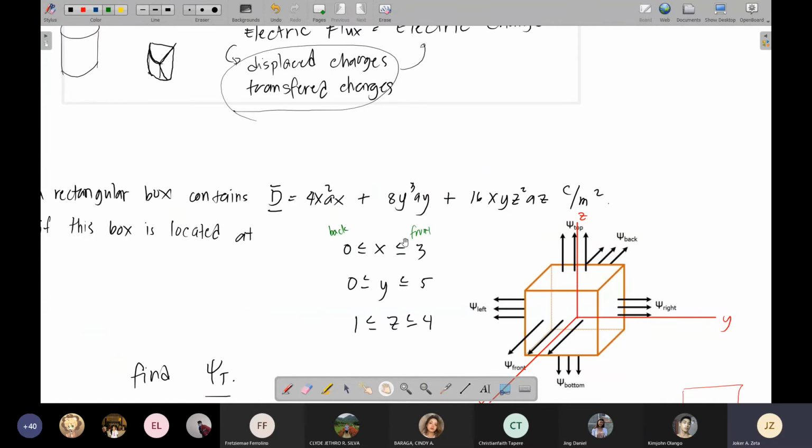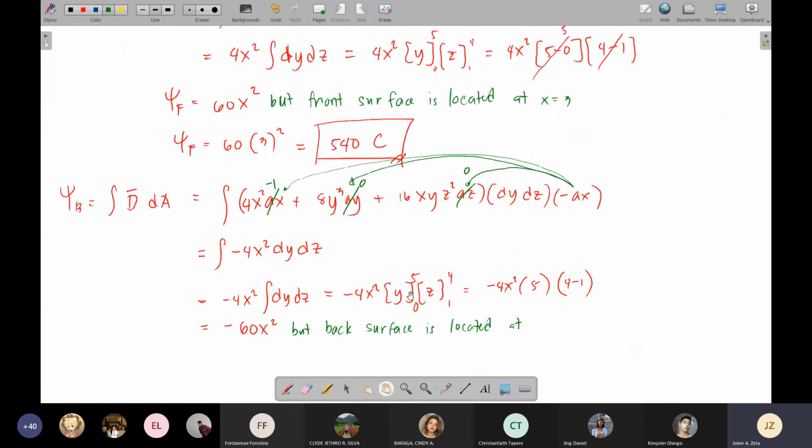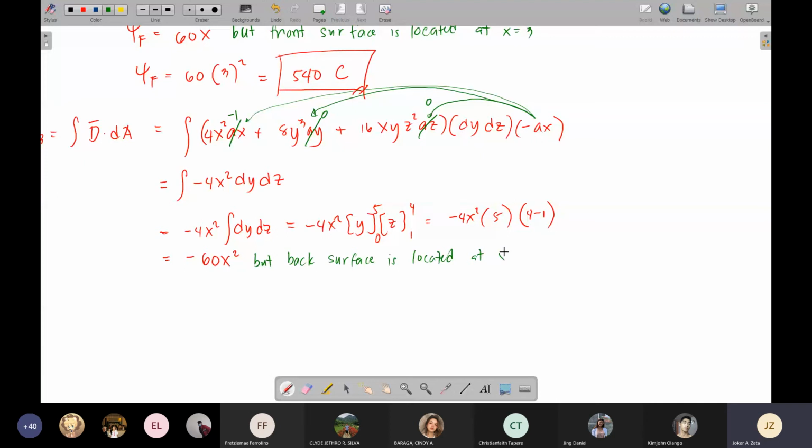Look at the limits. The back surface is located at x equals 0. Okay? At x equals 0. Therefore, the flux at the back is equal to negative 60 times 0 squared.